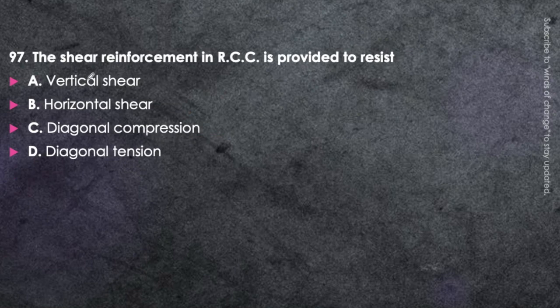Next question. The shear reinforcement in RCC is provided to resist vertical shear, horizontal shear, diagonal compression or diagonal tension. Here we are talking about the shear reinforcement in RCC. Shear reinforcement is provided to resist diagonal tension. Memorize it. We have to resist diagonal tension by providing the shear reinforcement.